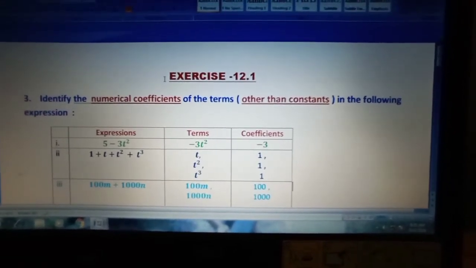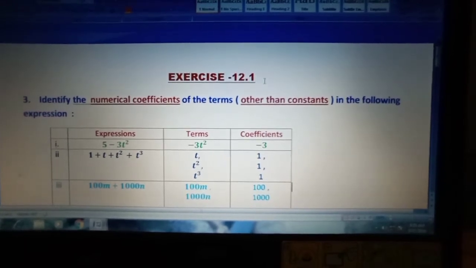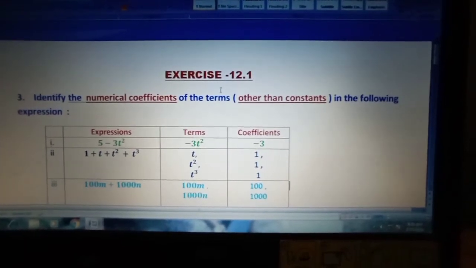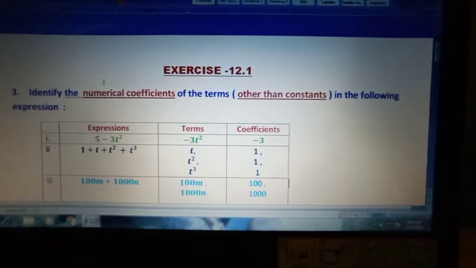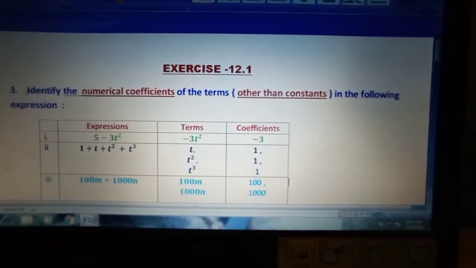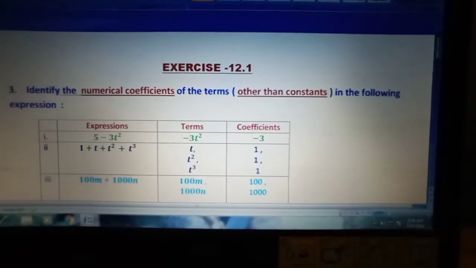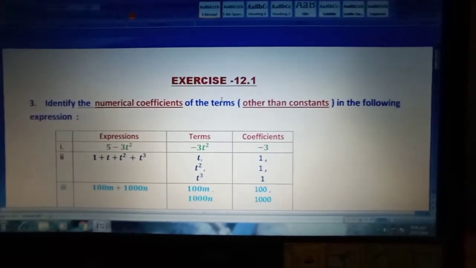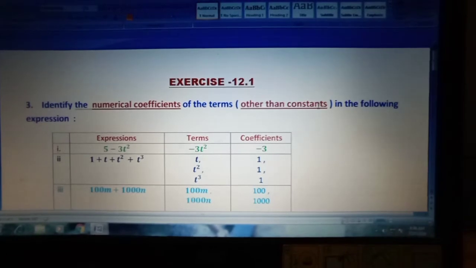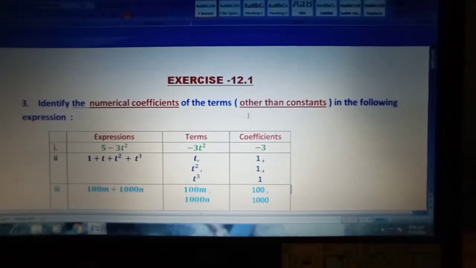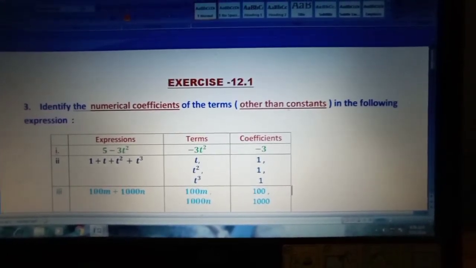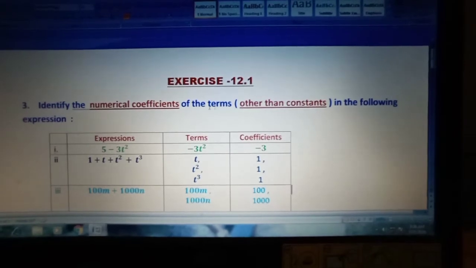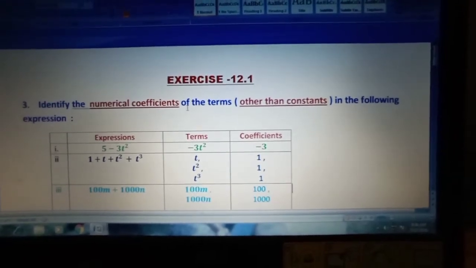Today our exercise is 12.1. We have already finished question number 1 and 2. Now our question is question number 3, where we have to identify the numerical coefficients of the terms other than constant in the following expression. Other than constants means the constant terms we will not mention. We have to mention only the numerical coefficients.